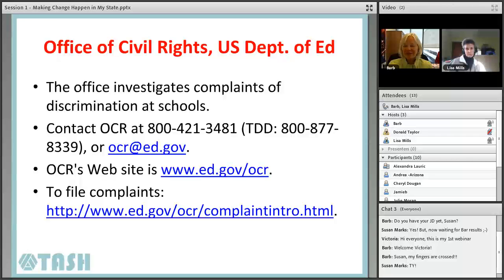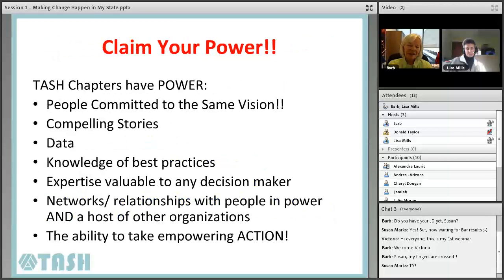One of the dreams I've had over the last couple years is that a chapter would get so incensed with the level of segregation that's happening in your state that you would pepper the Department of Education's OCR with complaints about rampant segregation in your state. That is a strategy that could be very useful. And the bottom line is that we have, within TASH, a tremendous amount of power.